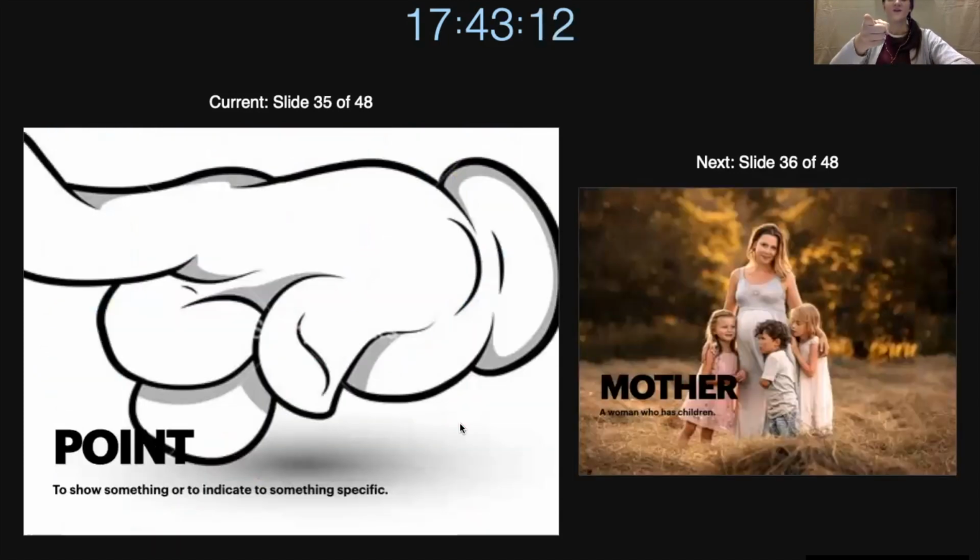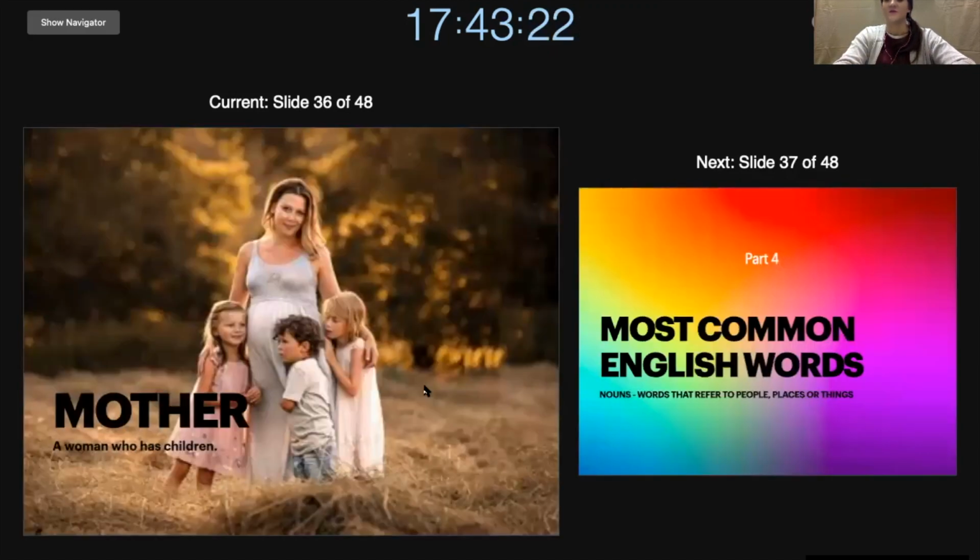Next we have point. Pointing is when you use your hand to indicate to something that you want to put focus on. Then we have mother. Mother is a woman or a female who has children, so small humans.